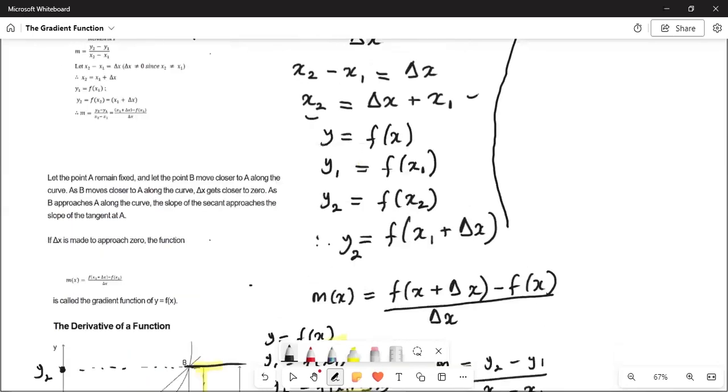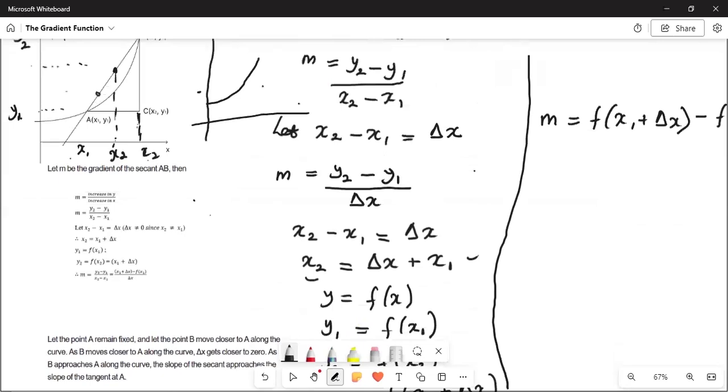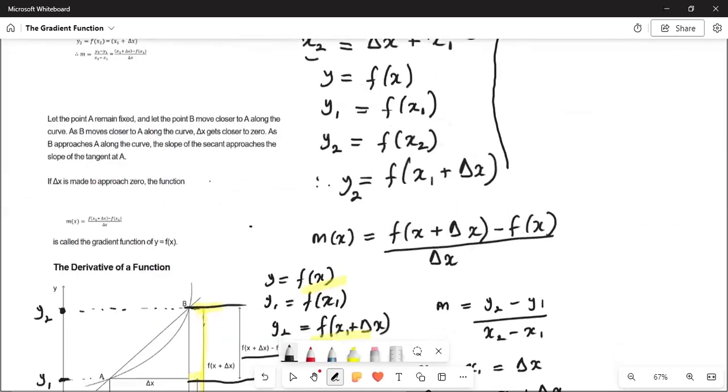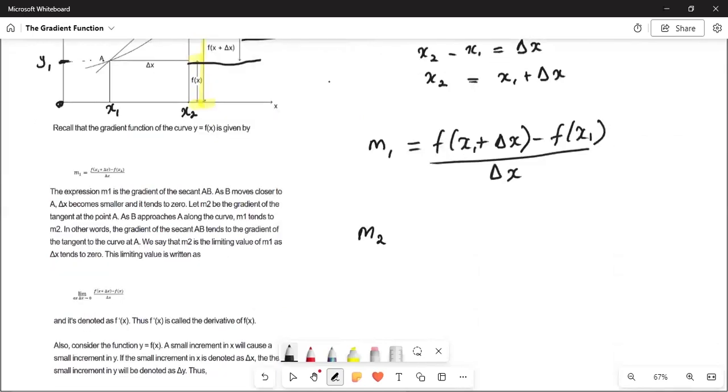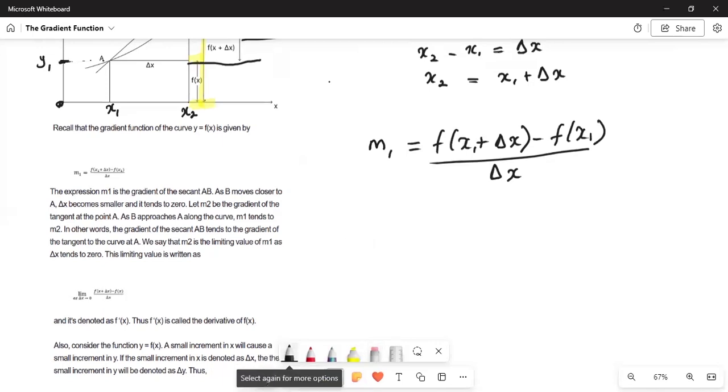Remember, m1 is the gradient of the second line. But if we shift point B closer to point A, it will come to a stage where the gradient of the second line will be equal to the gradient of the tangent at point A. So as B approaches A along the curve, m1 tends to m2. In other words, the gradient of the secant AB tends to the gradient of the tangent at point A. So we say that m2 is the limiting value of m1 as delta x tends to 0. The limiting value of m1 is m2 because m1 is getting closer and closer to m2.